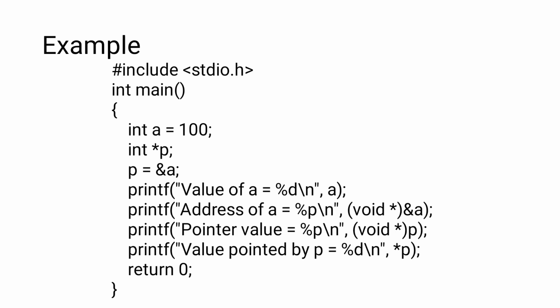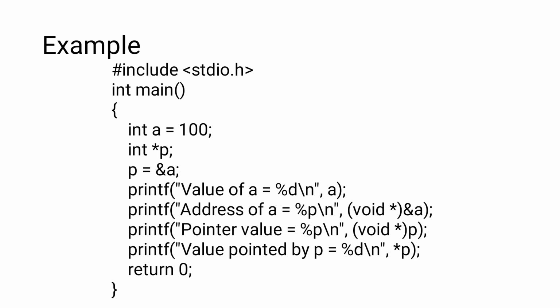So next, we are going to see pointers with an example. This is a very simple example. In this example, I am going to print the value of a variable, the address of that variable, and the pointer value. So these are all the things we are going to display in this example.